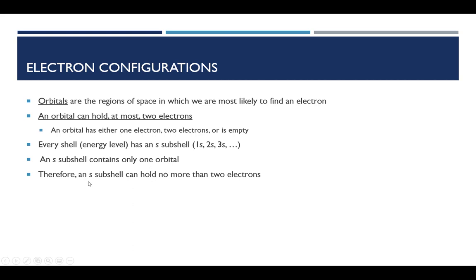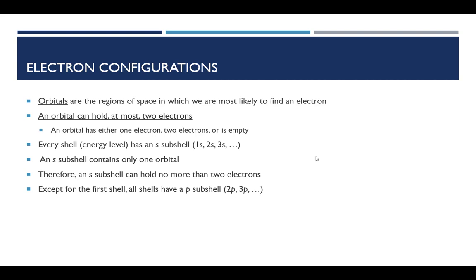So that means that an S subshell with 1 orbital can never hold more than 2 electrons. So 1s can have 1 after it, or it can have 2 after it, nothing else. 2s can be 1 or 2, no higher than 2 on any of the S subshells, because they have 1 orbital, and an orbital can only have 2 electrons.